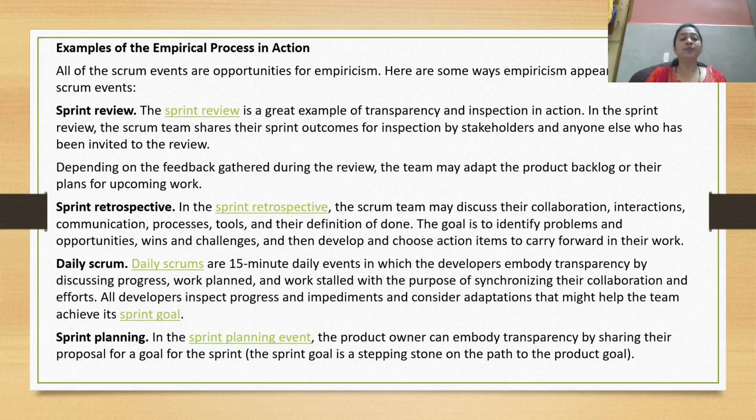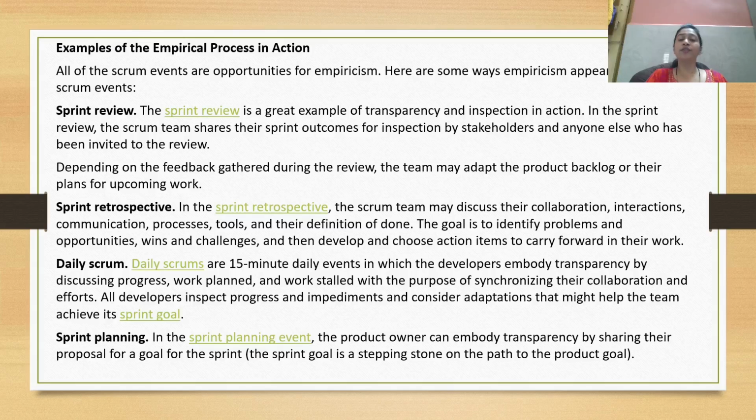Then the next one is the daily scrum. The daily scrum is a 15 minute daily event in which the developers embody transparency by discussing progress, work plan, and work stalls with the purpose of synchronizing their collaboration and efforts as well. So the developers inspect progress and impediments and consider adaptations that might help the team achieve its sprint goal, right? So the next one is the sprint review.